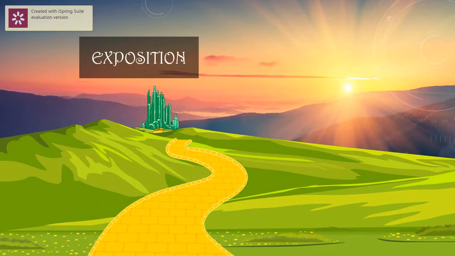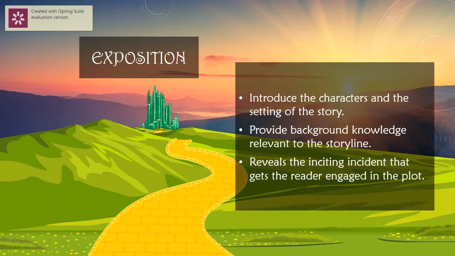First stop is exposition. The exposition is the introduction of the story. The author will introduce the reader to the characters and setting, provide relevant background knowledge, and reveal the inciting incident or hook that grabs the reader's attention.